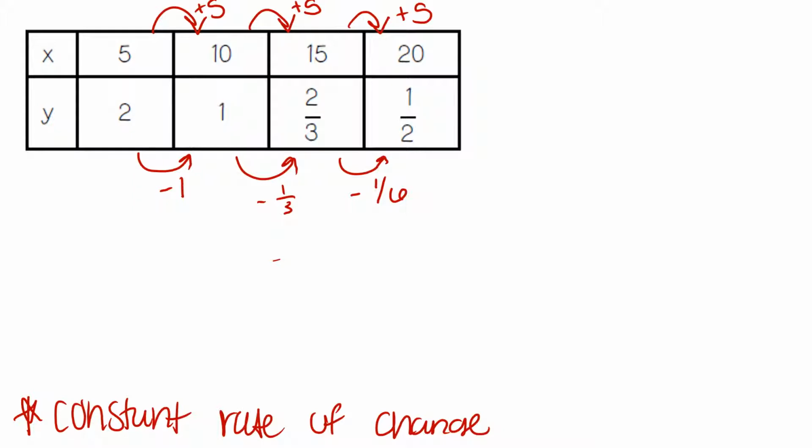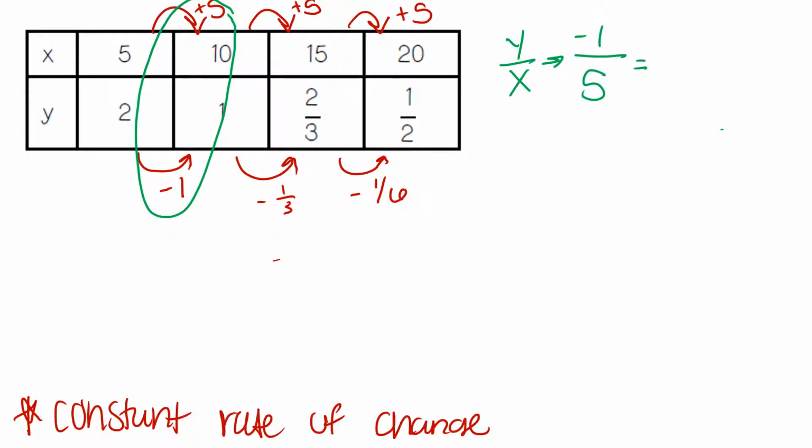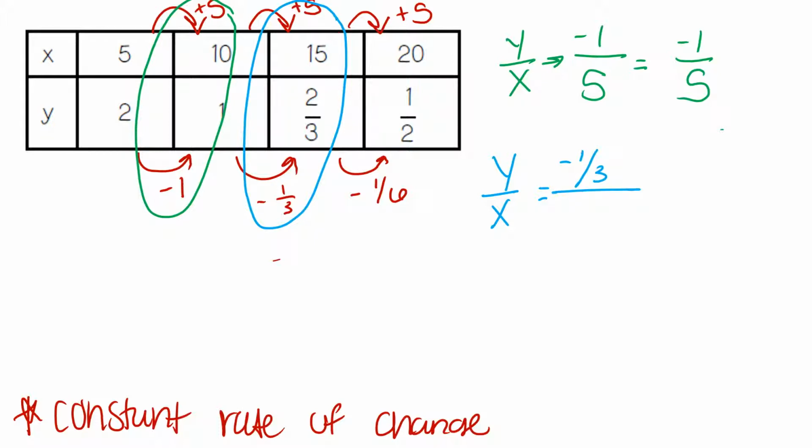So again, we're going to set up our fraction. We're going to look at each version. So we're going to look at the first section here, y over x. The y value on the bottom is a negative 1. The x value on top is a positive 5. Negative 1 divided by 5 is a negative 1/5. Looking at the middle section here, y over x. The y value is a negative 1/3. The x value is a positive 5. Negative 1/3 divided by 5 is going to give you negative 1 over 15.